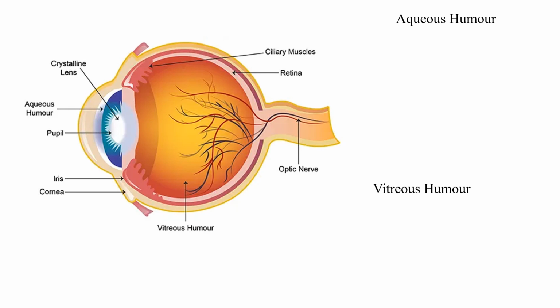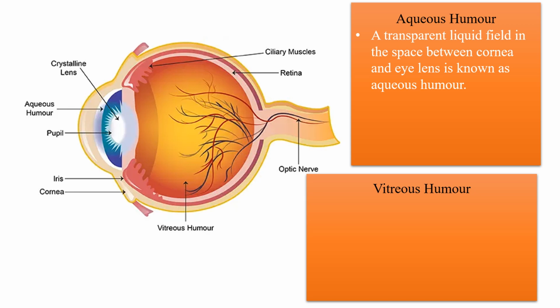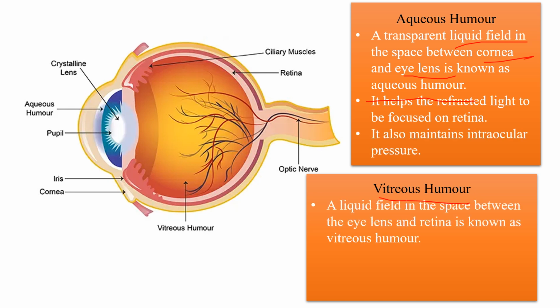Now next we'll talk about aqueous humor, then we'll talk about the vitreous humor. Now what is the function of aqueous humor? It is a transparent liquid filled in the space between cornea and eye lens, known as the aqueous humor. Now vitreous humor, what is this? Vitreous humor is a liquid filled in the space between the eye lens and the retina.